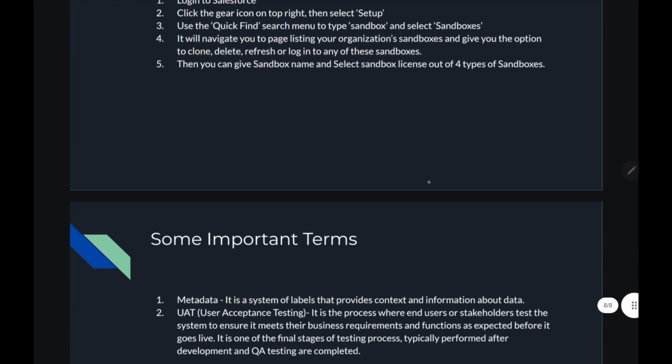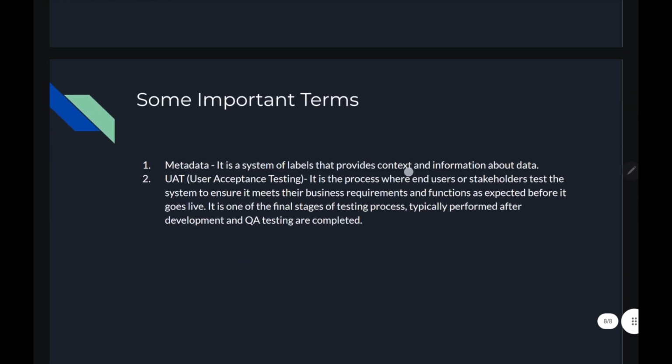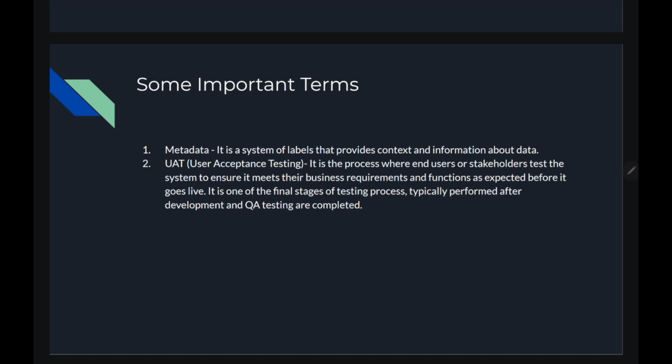And at last, we will talk about some important terms such as metadata. So metadata is nothing but a system of labels which provides context and information about data. So if you remember, LWC holds a metadata file. Similarly, our project in VS Studio holds package.xml. It is also a kind of metadata. So metadata doesn't hold complete data, but it holds the context of data, that is, what kind of data we are having.